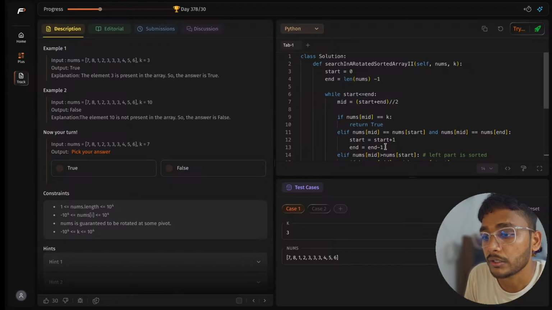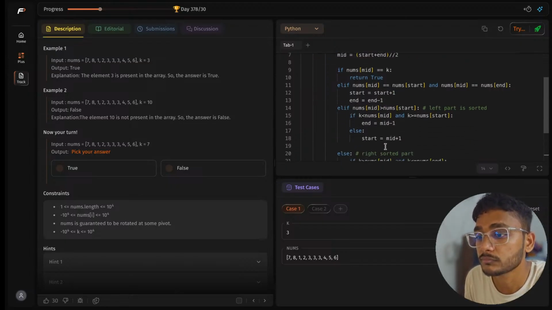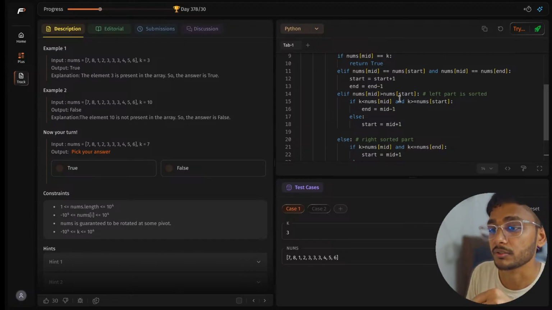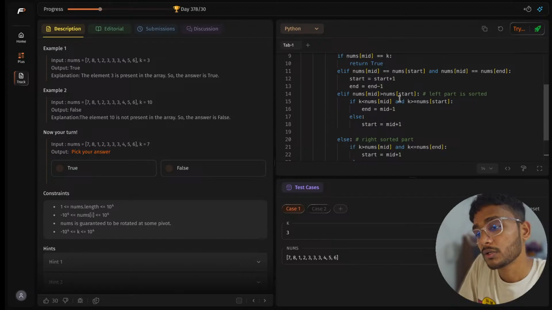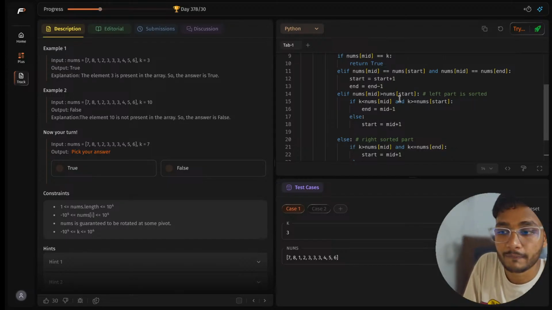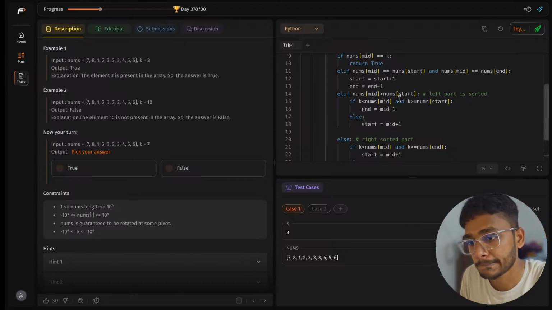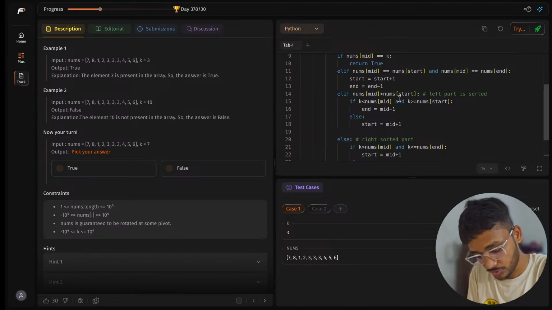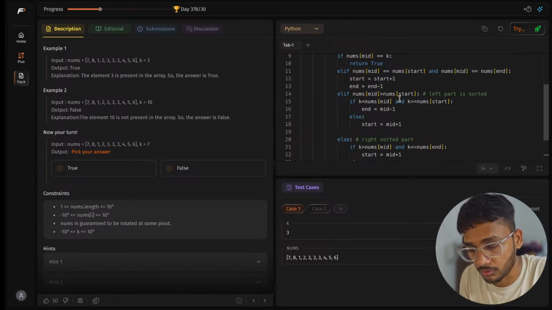Okay, else if nums of mid is greater than nums of start. So what does it mean? Nums of mid is greater than nums of start, that means this part is sorted. Okay, correct. And if this part is sorted, I just wanted to see if the numbers are correct or not.